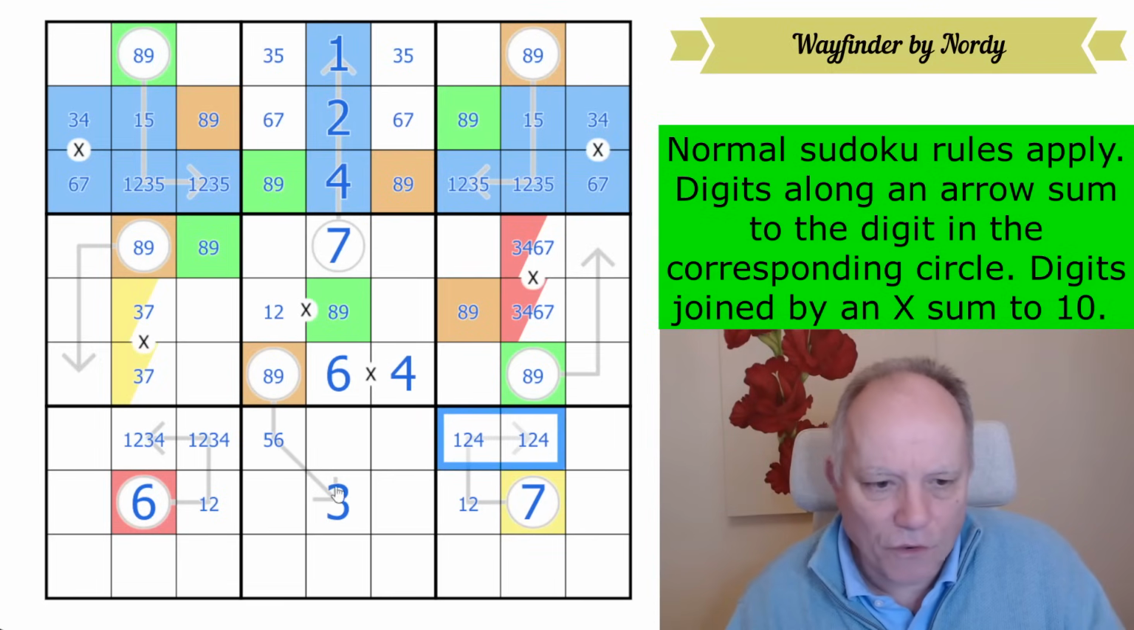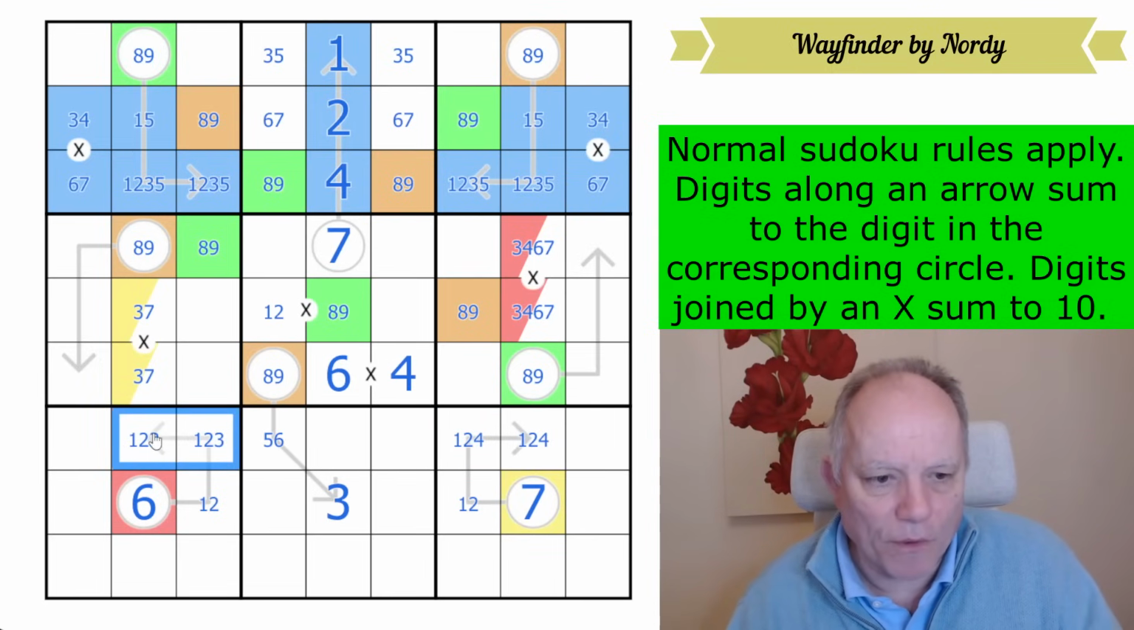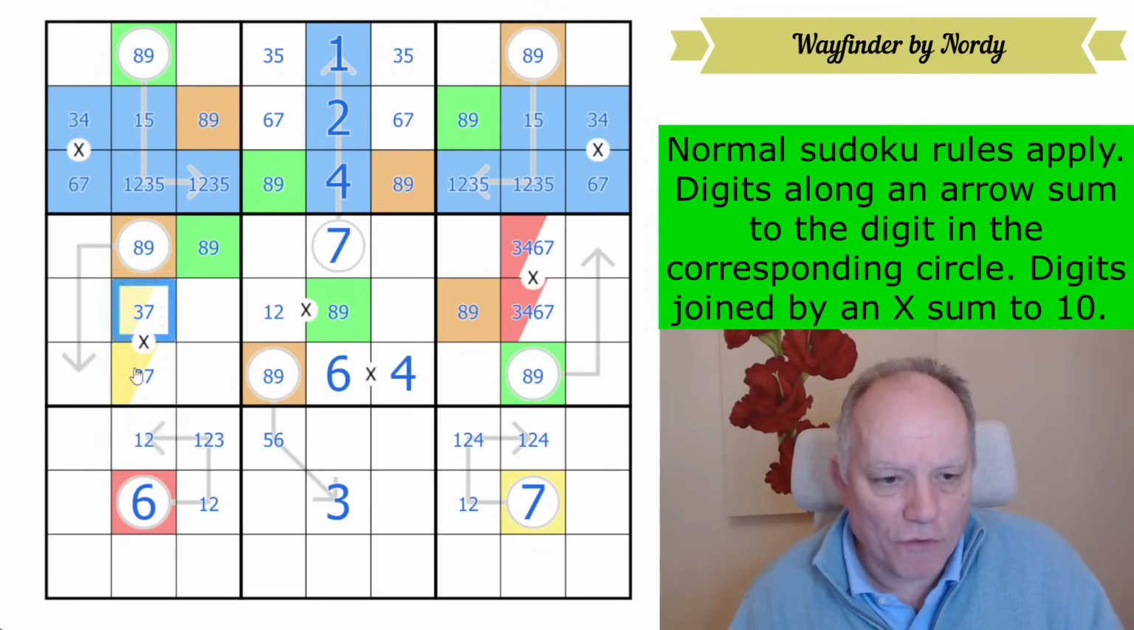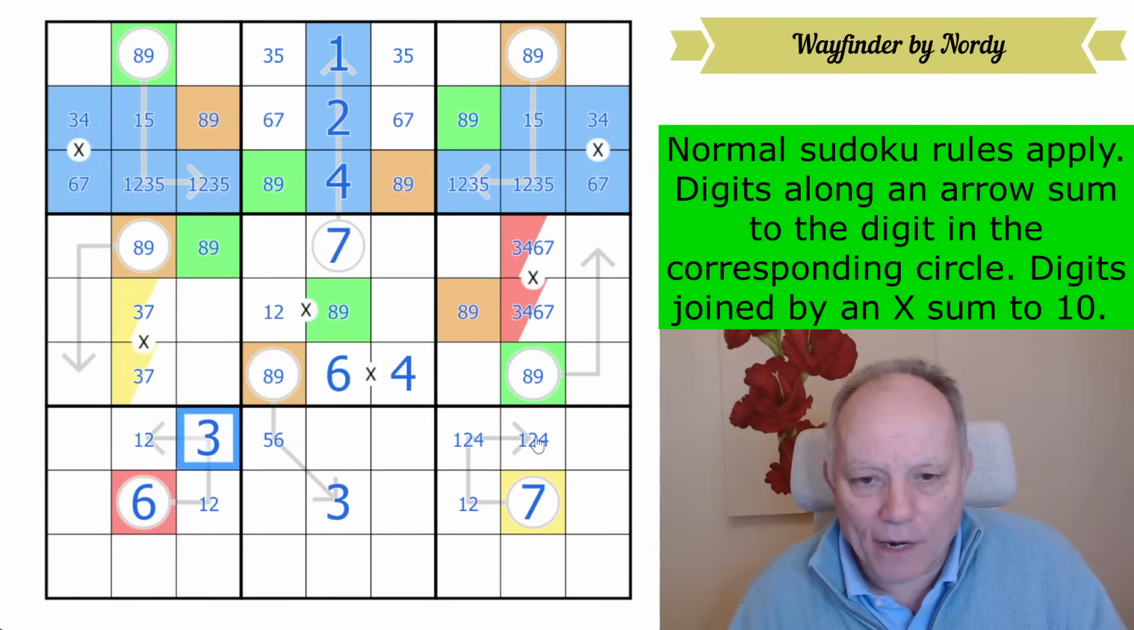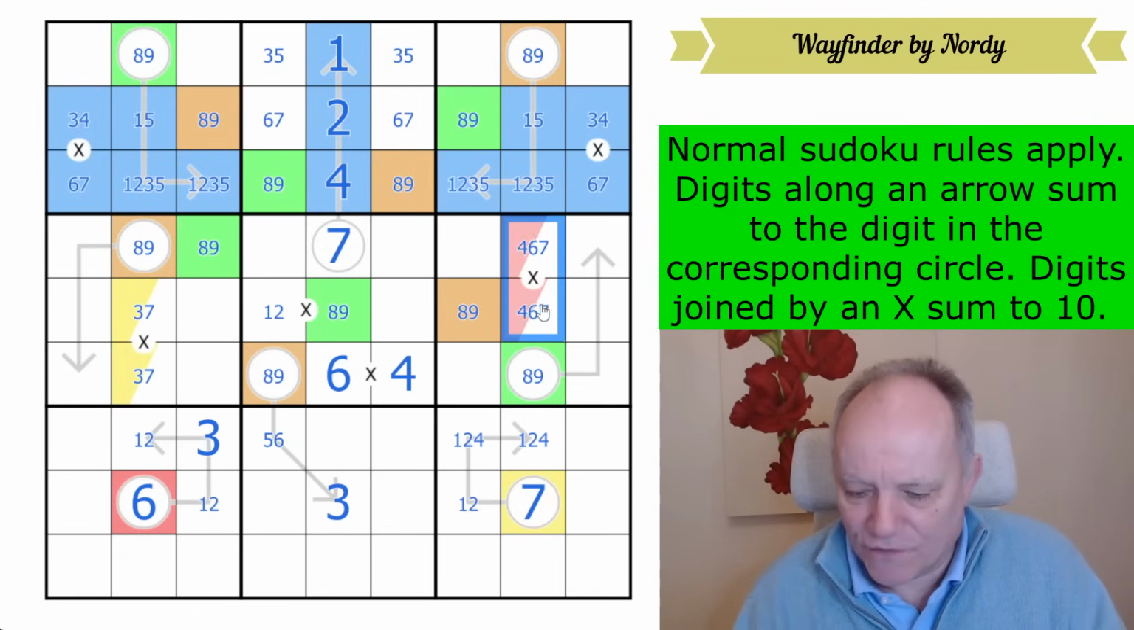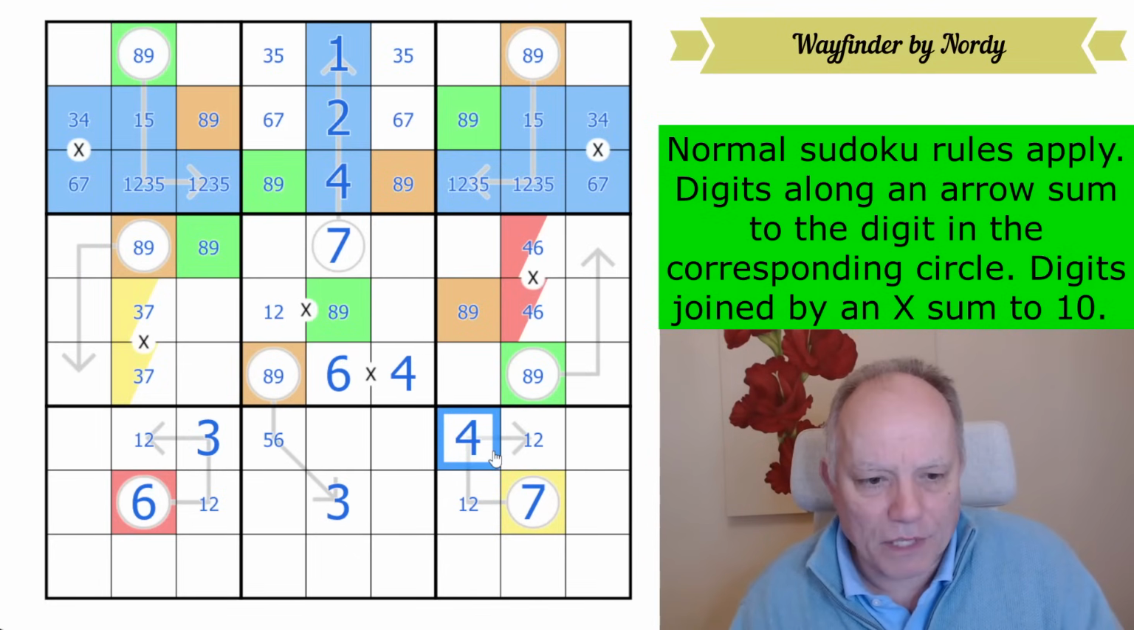This is a 1, 2, 4 triple. This is a 1, 2, 3 triple. That one can't be 3 because of the 3, 7 pair. That's a 3. I'm probably going to be colouring 1s and 2s in a moment. This is a 4, 6 pair, and that's not 4, that's 4. Beautiful symmetry going on all over the shop again.